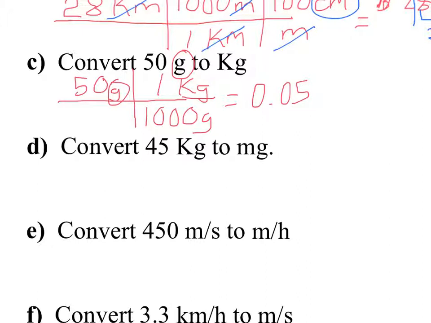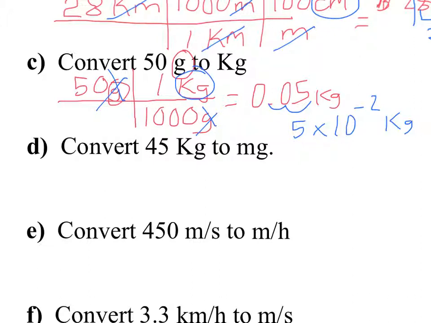0.05 kilograms. The units are kilograms because this grams here cancels with this grams here. It leaves us with that. If we wanted to write this in scientific notation, we have to move the decimal point over 2 places, and we end up with 5 times 10 to the minus 2 kilograms.